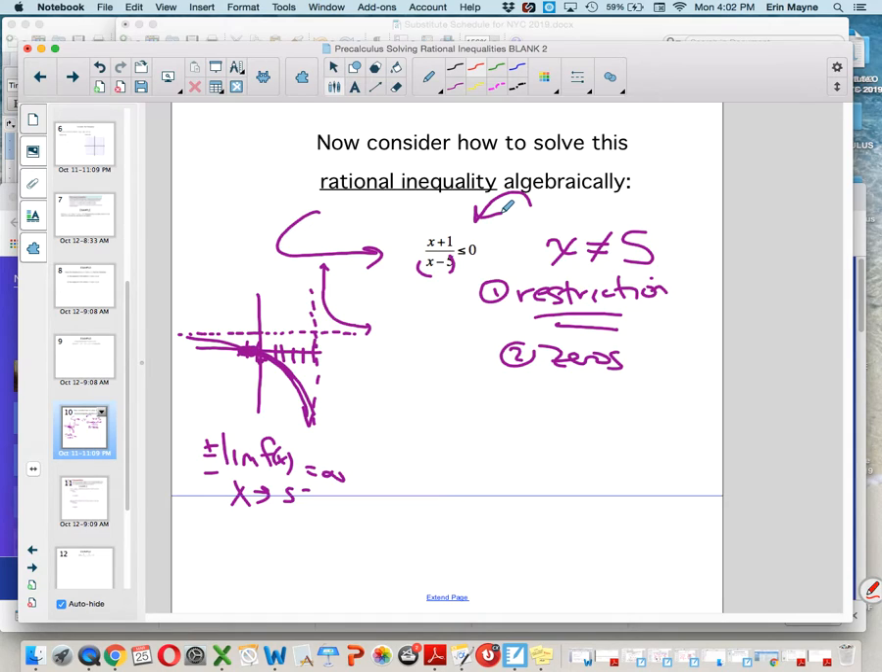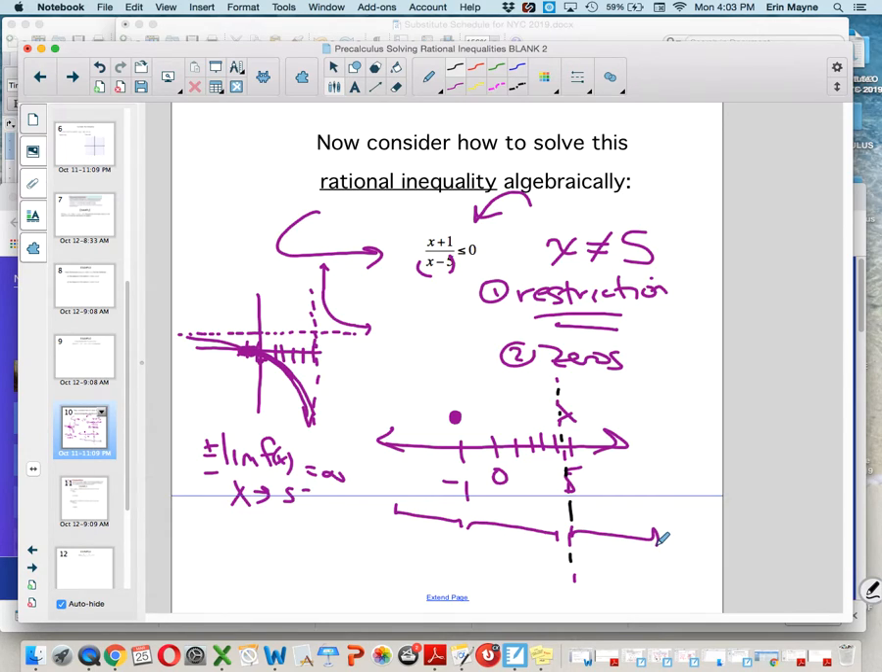And we're going to go ahead then, and just like we did with polynomials, we're going to put these restrictions and zeros on a number line. Now, I like to do it like this. I'm going to put -1 here, here's 0, 1, 2, 3, 4, 5. And then I'm going to put up above, it cannot be that. And at -1, it is 0. So that when I go and I test these intervals, I'm aware that no matter what, whether this is a vertical asymptote or a hole, it can never be 5. So I essentially have 3 intervals that I'm testing, from -∞ to -1, -1 to 5, and 5 to infinity.